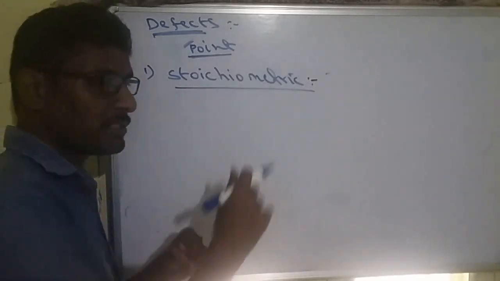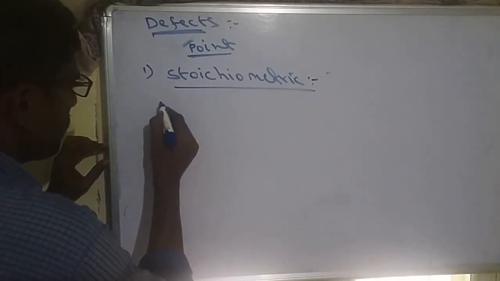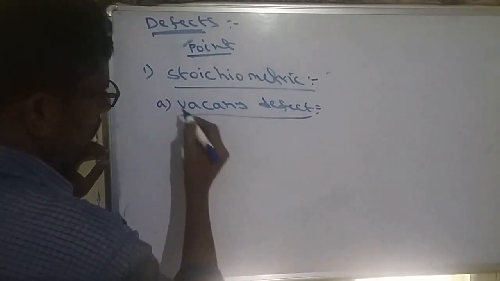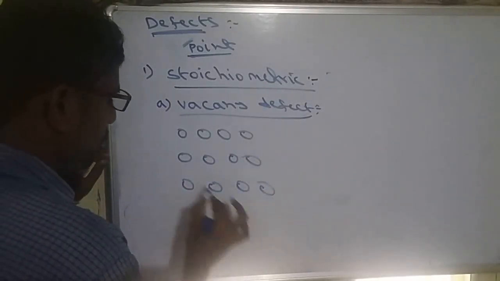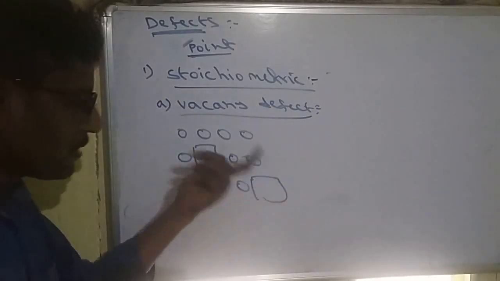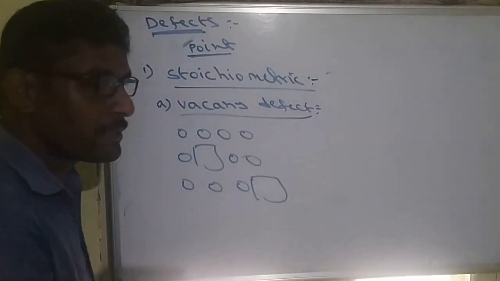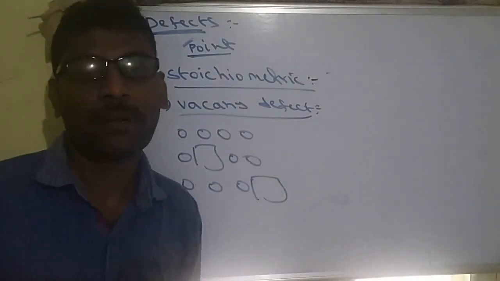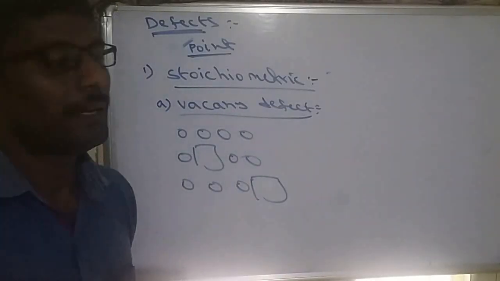So such types of defects are called stoichiometric. Stoichiometric means same composition. In this, the first one is vacancy defect. Very simple: vacancy defect is mainly due to missing of some particles. Some constituent particles are missed, so there is some vacancy. Such defects are called vacancy defects. Due to vacancies, particles are lost, so mass will be decreased. When mass is decreased, density will be decreased. So in vacancy defects, the density of the crystal decreases.